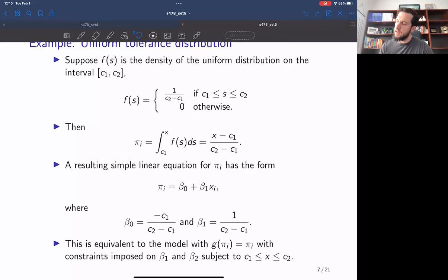Okay. This results in pi i being equal to beta 0 plus beta 1 x i, where beta 0 is equal to negative C1 over C2 minus C1, and beta 1 is equal to 1 over C2 minus C1. Okay. So this is equivalent to a binomial GLM with identity link, but there's constraints imposed on beta 0 and beta 1 to keep the value between 0 and 1. Okay, so this is just an illustration to show how the model can be formulated, but this is not a binomial GLM that we're going to consider herein.